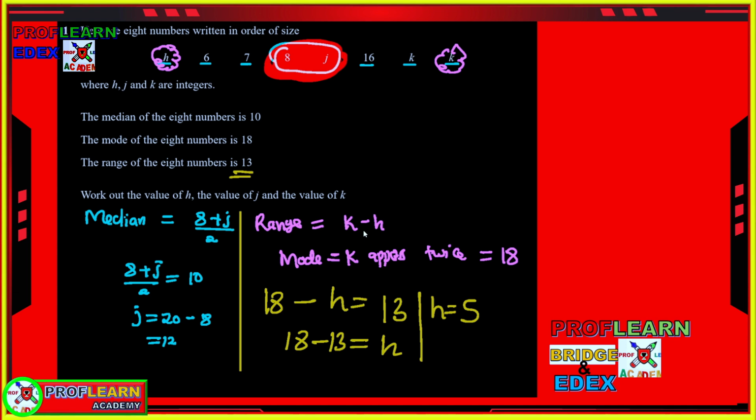And we also have another piece of information, the range of the 8 numbers. Remember, the range is the largest number minus the smallest number. Since we have known K is 18 here, it will be 18 minus the smallest number, which is H, which is going to give us 13. Then if you make H the subject, we're going to get our value of H is actually 5.